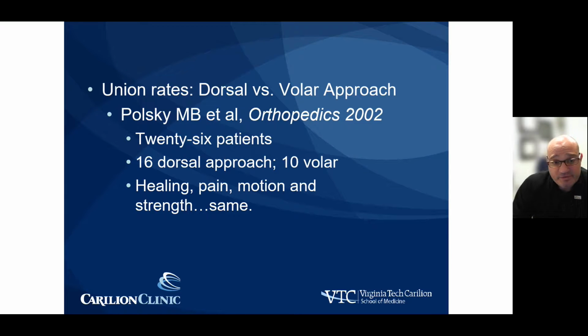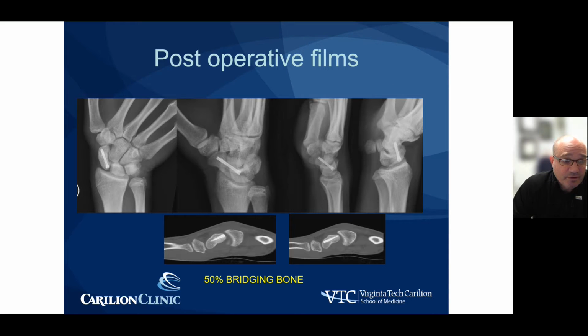Union rates, if you look at dorsal versus volar approach, are not much different. For example, in this study by Polsky, they were able to show that healing, pain, motion, and strength were the same looking at both volar and dorsal approaches.